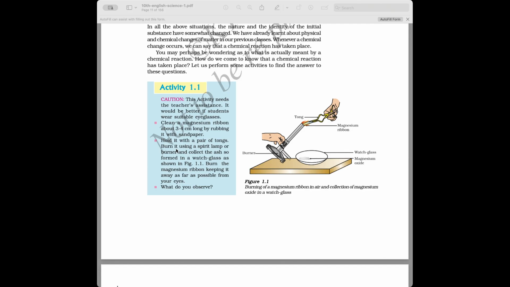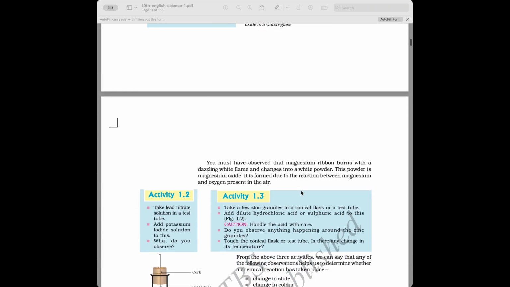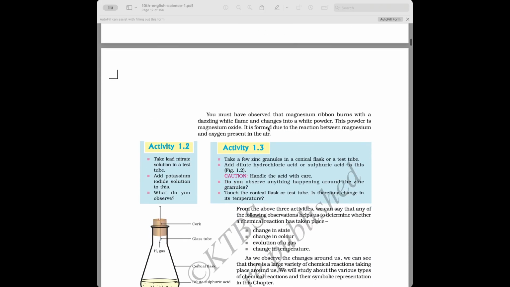Hold it with a pair of tongs and burn it using a spirit lamp or burner. So we'll be burning that particular magnesium ribbon and collect the ashes so formed in a watch glass as shown. Once we burn the magnesium ribbon, we get the ash. Ashes are nothing but the burnt magnesium ribbon. Burn the magnesium ribbon, keeping it away as far as possible. Now we have to observe what exactly happens here. They have explained that the magnesium ribbon burns with a dazzling white flame and changes into a white powder.